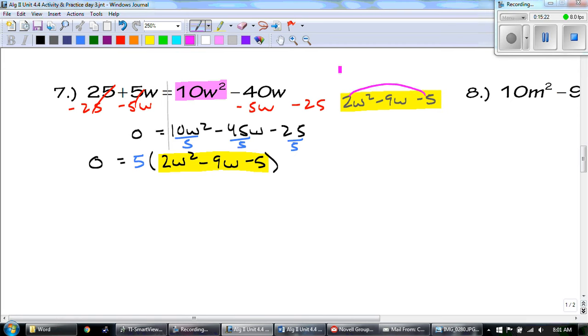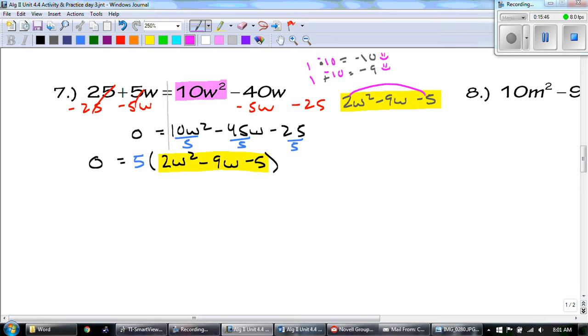Okay, you're looking for numbers that multiply. I'm going to have to do this up here. Multiply to negative 10 and add to get to negative 9. Now you just did the factors of 10, so hopefully they're still fresh in your mind. It's 1 and 10, and then we have to have the 10 negative. Okay?